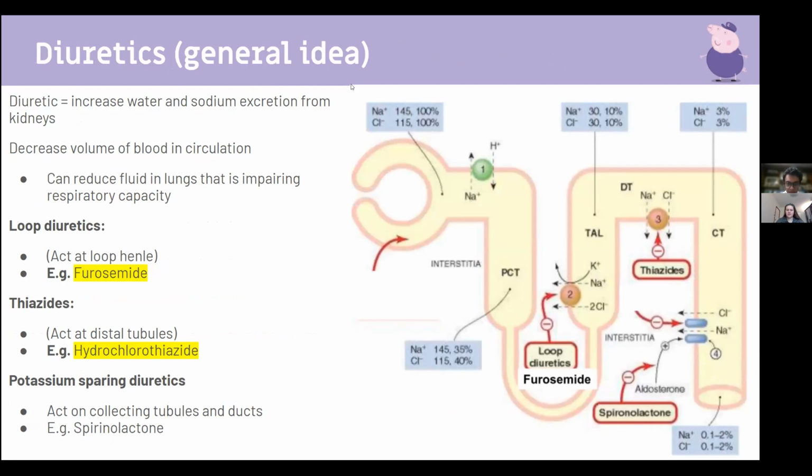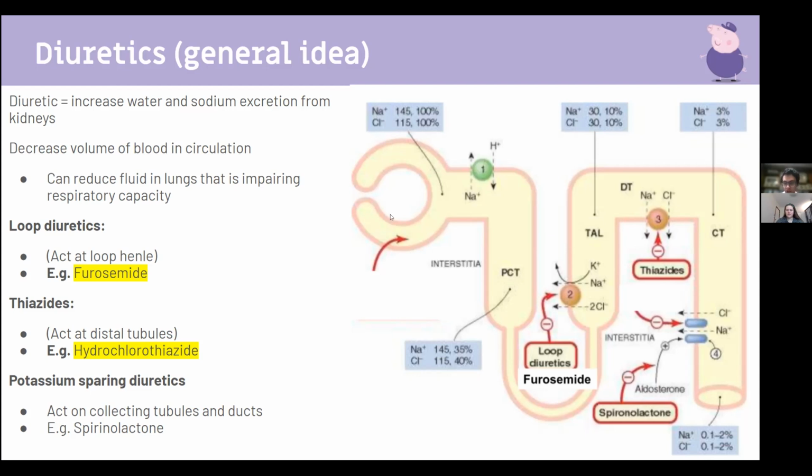Now we're going to mention some diuretics. Quite important concept that's quite confusing. You don't need to know all of this. This is in the lecture. This is here to scare you, I'd say. Don't pay too much attention to that, but all you need to know is a diuretic increases water and sodium excretion from the kidney to decrease the volume of blood in circulation to resolve those edema symptoms. It can reduce fluid in the lungs, and that's important because you can't breathe because of the fluid in the lungs. So that's an important thing to fix.